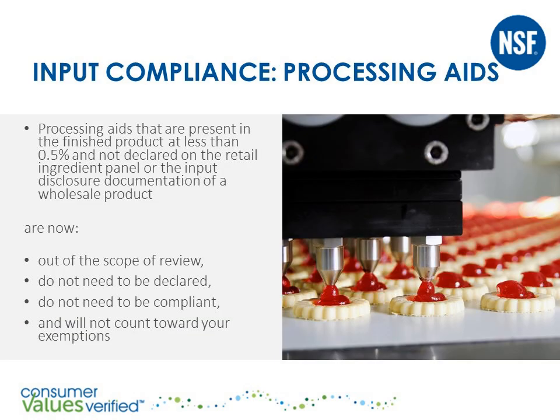But with the release of 14.2 of the standard, the Non-GMO Project provided some additional information regarding processing aids. So processing aids used in the manufacturing or processing of a finished product or ingredient or input shall be out of the scope of the review if present in the finished product at less than 0.5% and not declared on the retail ingredient panel or the input disclosure documentation of a wholesale product.